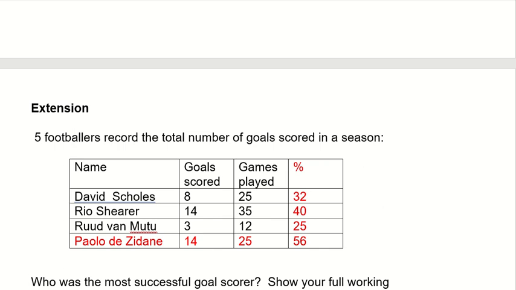So for this question, I've gone straight to the answers. It's again the same process: 8 over 25 times by 100 for the first player, 14 over 35 multiplied by 100 for the second, 3 over 12 multiplied by 100 for the third, and lastly 14 over 25 multiplied by 100 for the last one. And if you actually work out the percentages, you will find that the last player has got 56%.